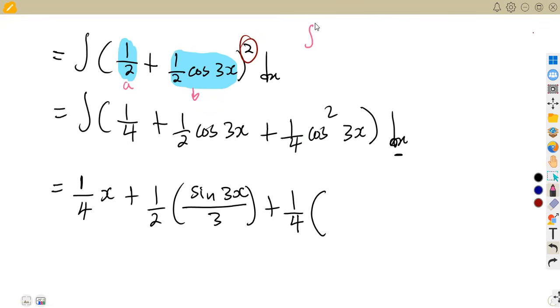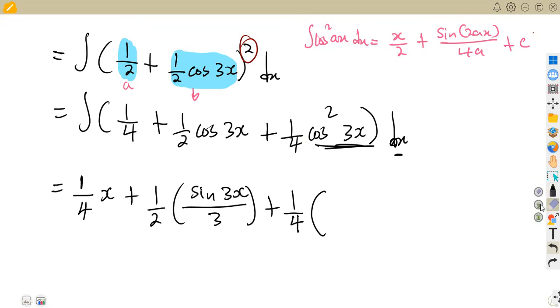We are saying the integral of cos squared ax dx is equal to x over 2 plus sine 2ax, all right, over 4a plus c. So this is what you're going to do. So this is where we are here. We want to integrate this. This is the one that we are talking about here.